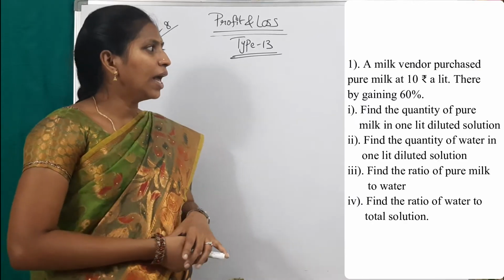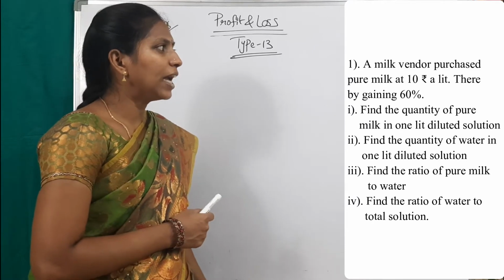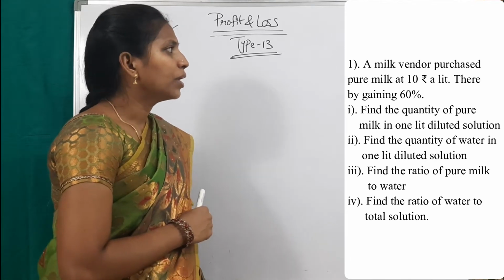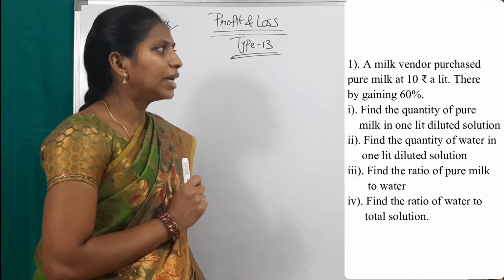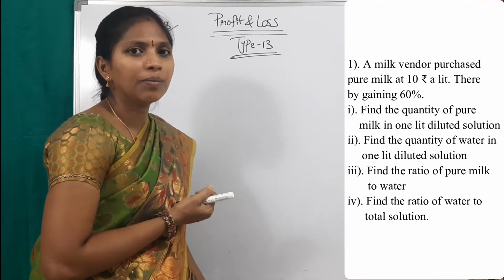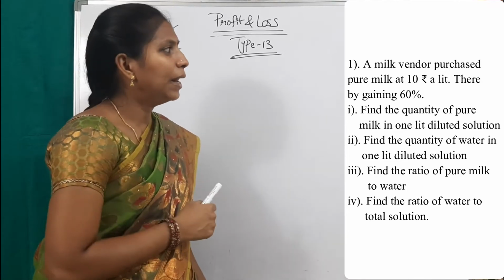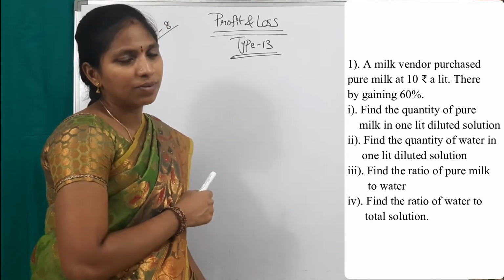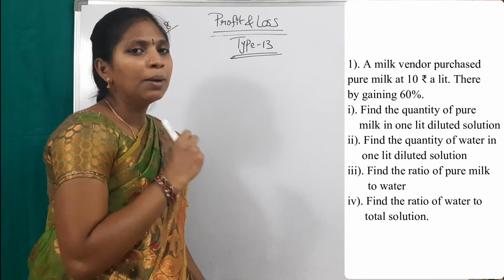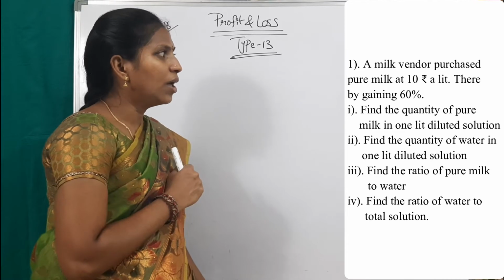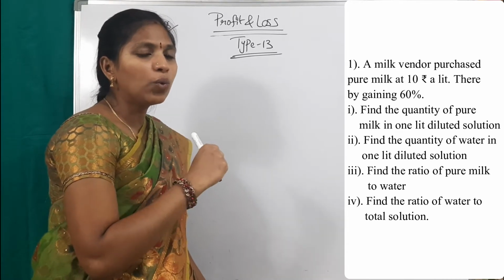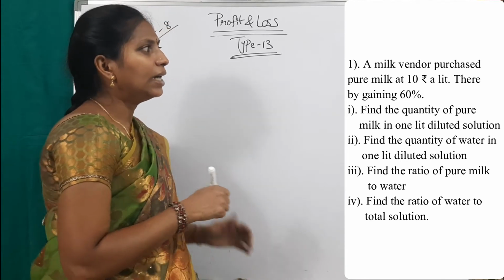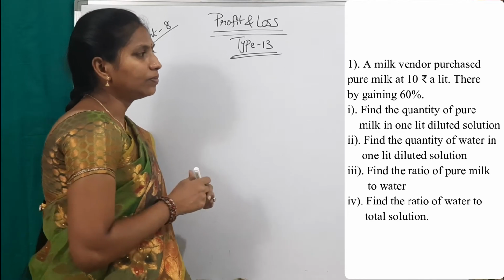First question: a milk vendor purchased pure milk at 10 rupees a liter. Each liter, how much? 10 rupees only. And sold diluted milk at 10 rupees a liter. Diluted milk means he mixed water with milk, thereby gaining what percentage? 60%. Here there is a profit, and the percentage is 60% because he mixed water into the milk.